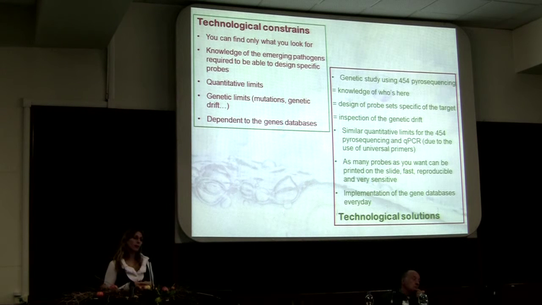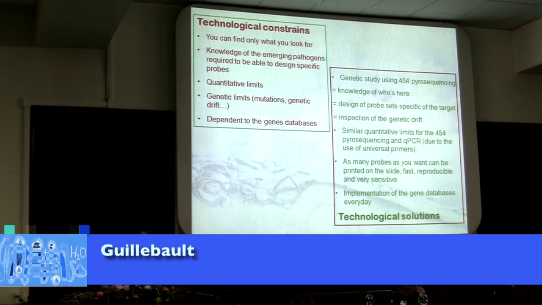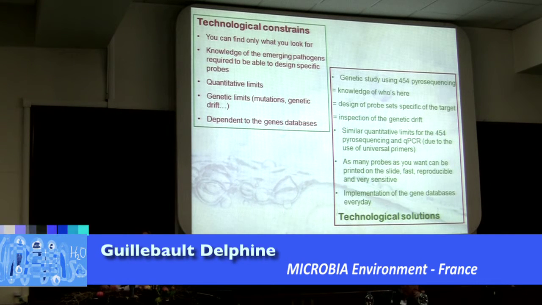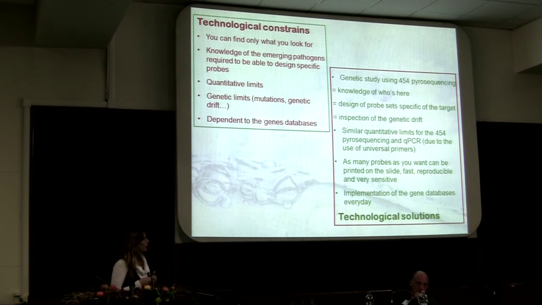The advantage of microarray is that if you want to design a new probe for a new target, it's not a big job, and you can add it to your microarray and implement it with something else. You can put as many probes as you want on the microarray. There's no limit. It's quite fast, it's reproducible, and very sensitive. So I think it's a really good technology for water monitoring.